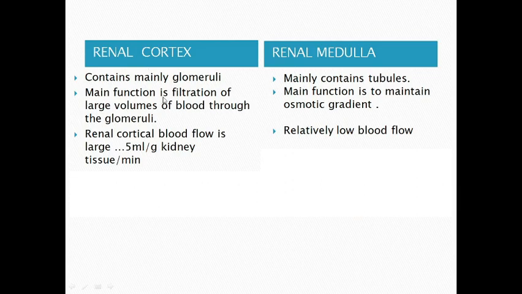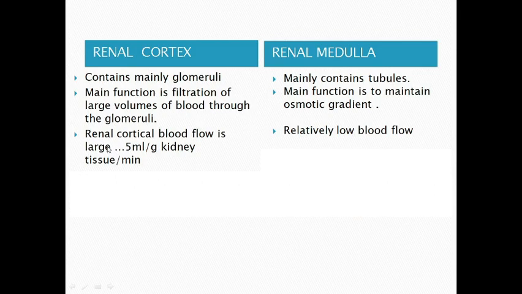Main function of the cortex is the filtration of large volumes of blood. Why? Because it basically consists of glomeruli. However, medulla is basically concerned with the maintenance of osmotic gradient because it contains the tubular portions of the nephrons.